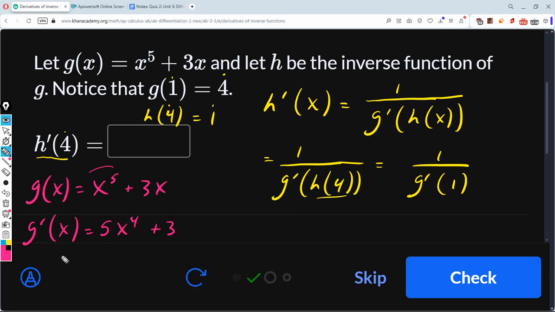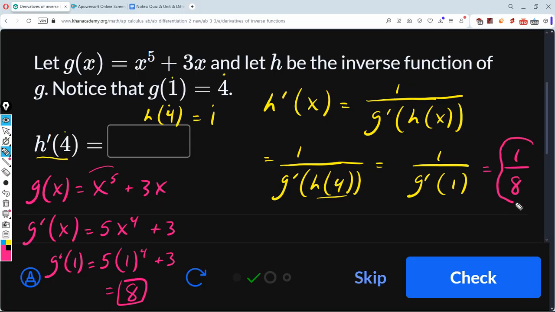And now we want to find g prime of 1. Well, you just sub in x equals 1. So that's going to be 5 times 1 to the 4th plus 3. 5 times 1 to the 4th is 5, plus 3 is just 8. So that's going to be your g prime of 1. And that's just going to be 1 over 8. Final answer.